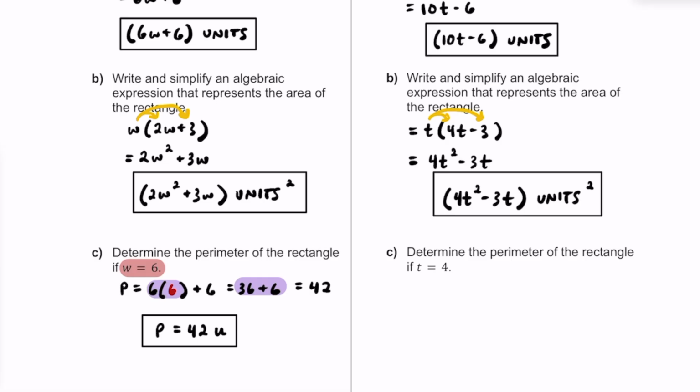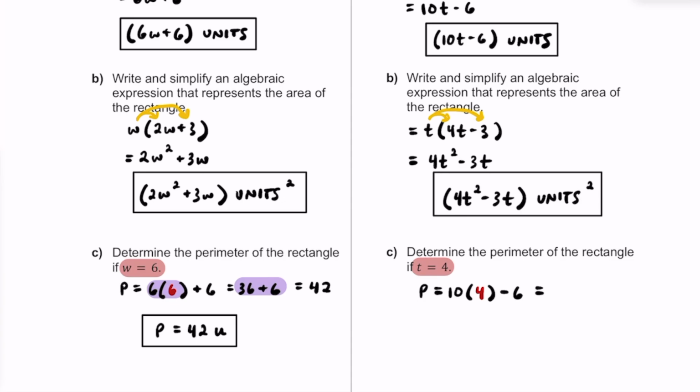All right, so for this next part, we're going to go ahead and find the perimeter if t is equal to 4. So we know a hypothetical value for t. Let's go ahead and use the perimeter expression, which is right over here. All right, so let's see. The perimeter is going to be equal to 10 multiplied by 4 in this case, right? And then we're going to go ahead and take away 6 afterwards.